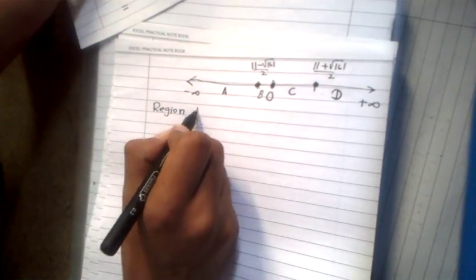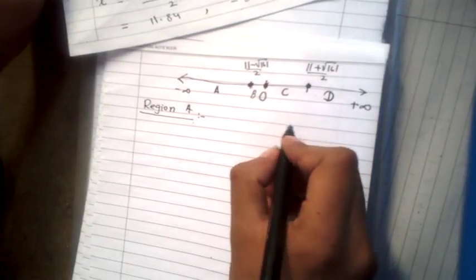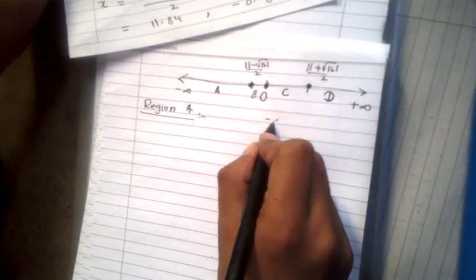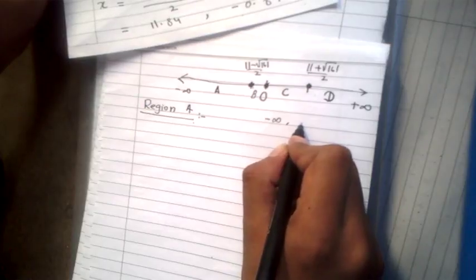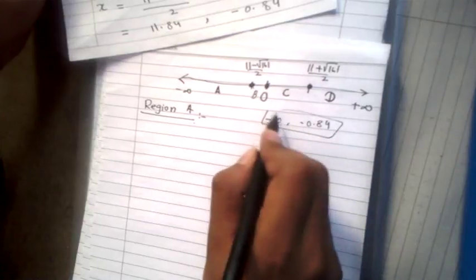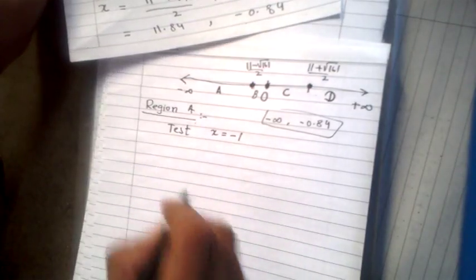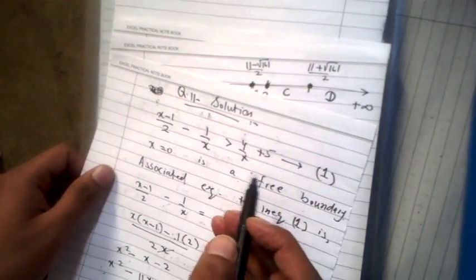Now we will check all of the regions for the solution. We will test the region A for the solution. The region A starts from minus infinity and it ends at minus 0.84. Therefore, minus 1 is somewhere between these 2 points. So we can take x is equal to minus 1 as the test point, and you will substitute it in your given inequality, that is this one.